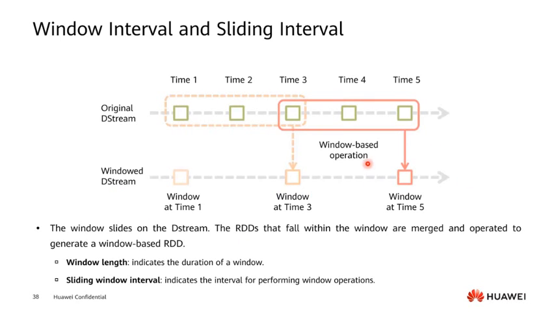This plot illustrates the mechanism of D-stream. The window slides on the D-stream and the RDDs within the window are merged and operated on to generate window-based RDDs. We can find there are always some overlapped parts, and the window can be determined by two parameters, window length and the sliding window interval.